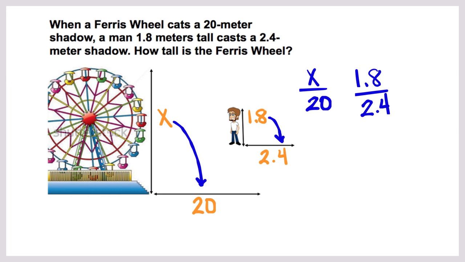Okay. Would you not have a shadow? Yeah, if it's perfect noon, your shadow's straight underneath you. So it'd be 0 meters. Yeah, it's kind of cool.